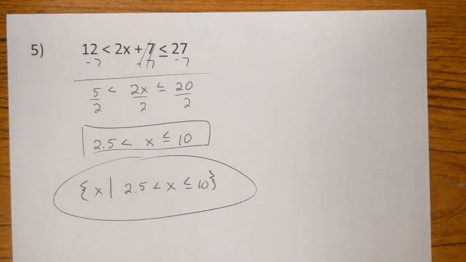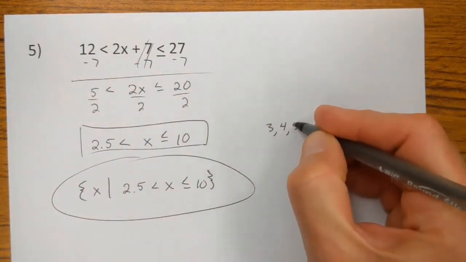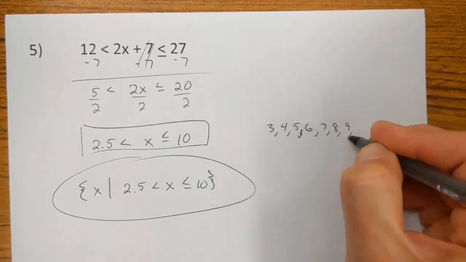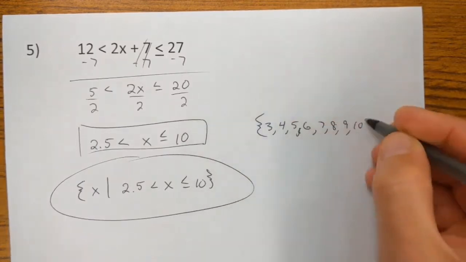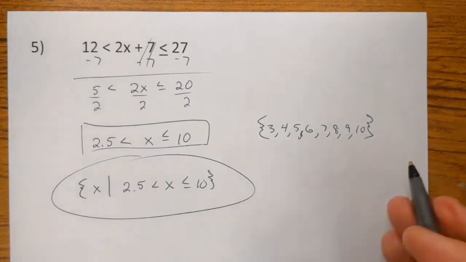Now, sometimes students will say, hey, Mr. Klein, couldn't I write it like this? Couldn't I just write 3, 4, 5, 6, 7, 8, 9, 10? Isn't that saying the same thing? And that's a good thought. I understand why you would think that.